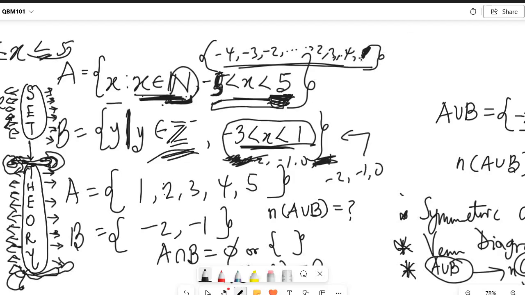I said that when you have intervals, let me just list the intervals you have. You have open interval on both sides. Then you have one open, the other closed. Then you have one closed, the other open. Then you have both closed. So these are the four kinds of intervals you could have.